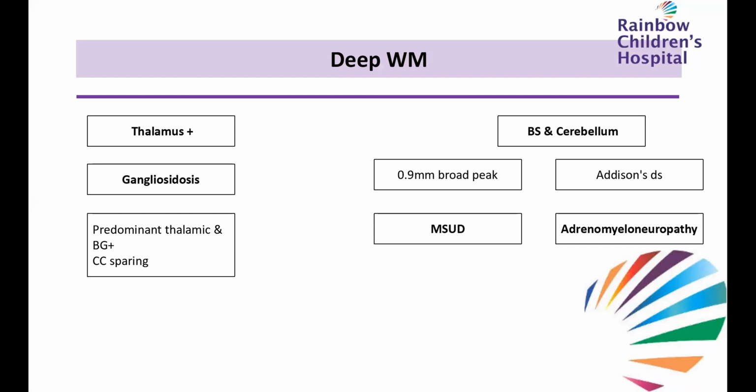Other disorders with periventricular white matter involvement along with involvement of thalamus can be seen in gangliosidosis, in which there is predominant thalamic and basal ganglia involvement with corpus callosum sparing. Brainstem and cerebellar involvement we can see in early onset disorders like MSUD, in which there will be prominent brainstem involvement, and can have a broad peak of branched-chain ketoacids at 0.9 ppm. And in Addison's disease, we can see brainstem involvement, tract involvement, which is basically the adrenomyeloneuropathy pattern.